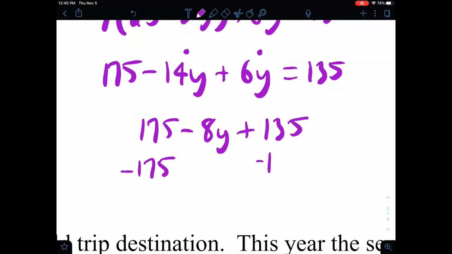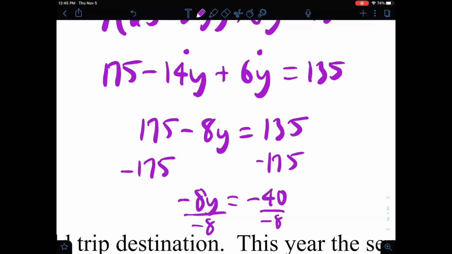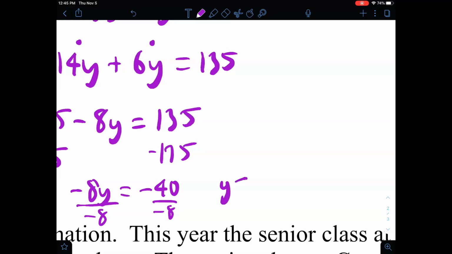Subtract 175 to get 8y by itself. Oops, that should be an equals there. So we get -8y equals, that's going to be -40. Divide 5 by -8. And y is going to be equal to $5 per student ticket.